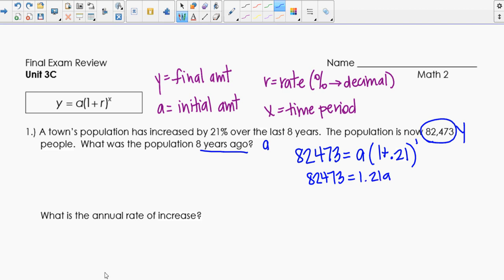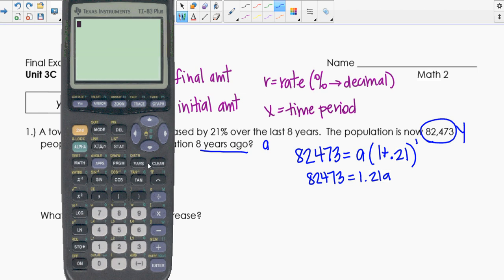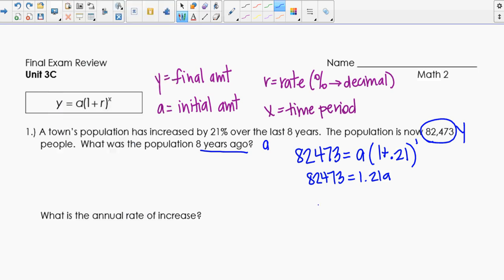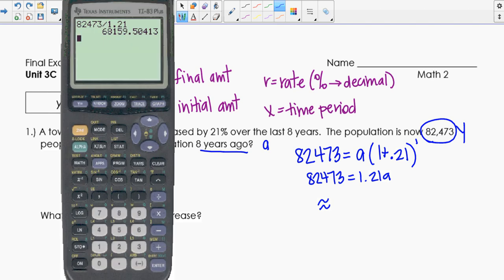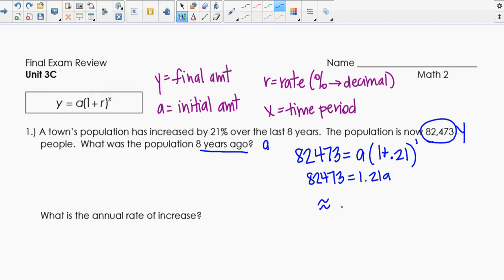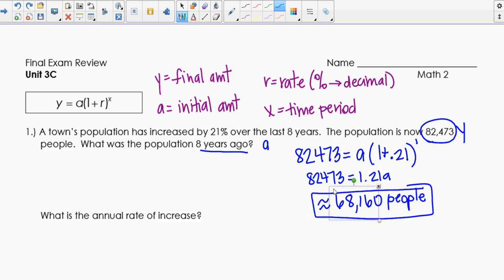Okay, so if we take our calculators and we take 82,473, divide that by 1.21. All right, so remember we're dealing with people here. Okay, I'm going to round up because it's a 0.5. So our initial population was about 68,160. Okay. So that would be your population 8 years ago, which, according to the wording, is your A value.